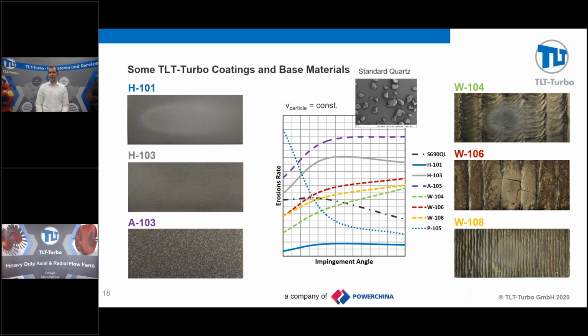But sure, those are not the only options you have. We can also work with polymer coatings. Some of those polymer coatings can be easily applied and be repaired much better, like the P105, which is designed for TLT-Turbo. What you see here is that they are very good at high impingement angles. They protect very good against particles coming straight, but they have very, very high erosion rates at the low impingement angles.